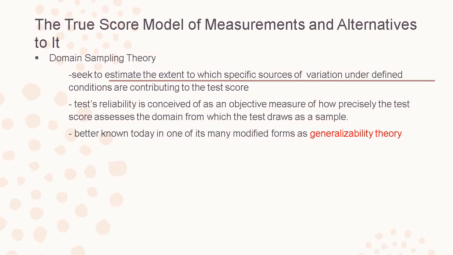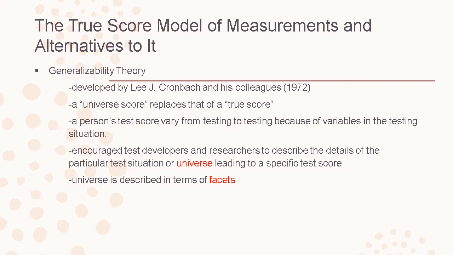Domain sampling theory seeks to estimate the extent to which specific sources of variation under defined conditions are contributing to the test score. The test's reliability is conceived of as an objective measure of how precisely the test score assesses the domain from which the test draws as a sample. It is better known today in one of its many modified forms as generalizability theory. Generalizability theory was developed by Lee J. Cronbach and his colleagues in 1972. A universe score replaces that of a true score.